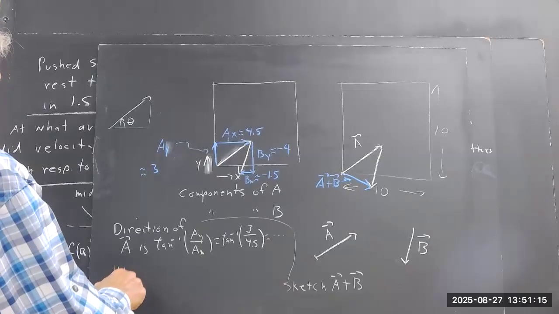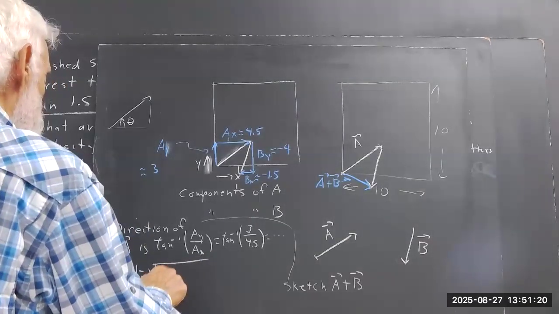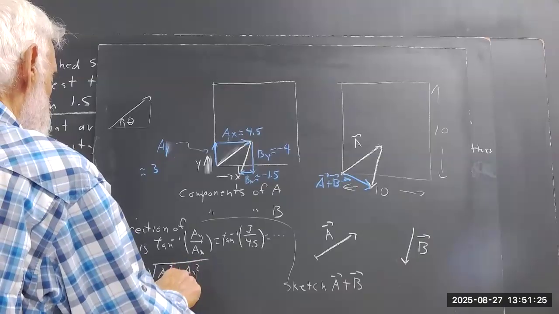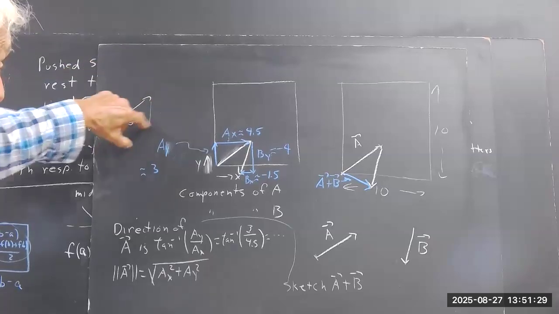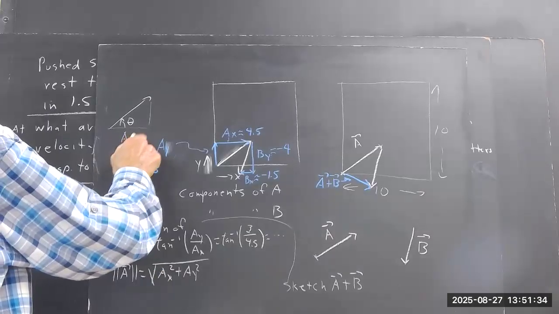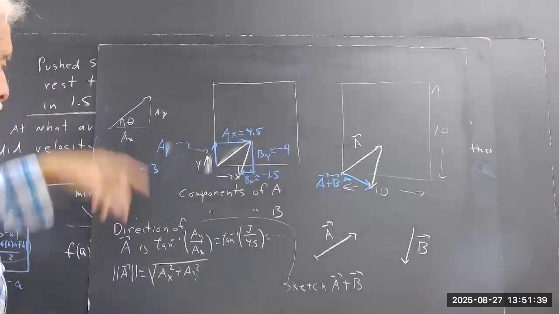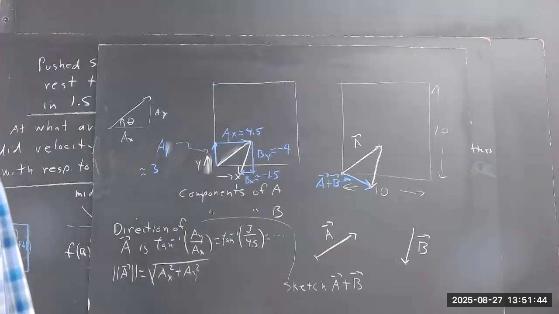And the magnitude of A is the Pythagorean theorem. So, hypotenuse of a right triangle besides AX and AY. So without labeling all this, here's how you calculate it. And you do the same thing with B. Make sense? Familiar?